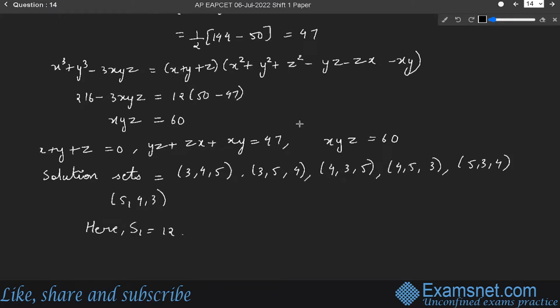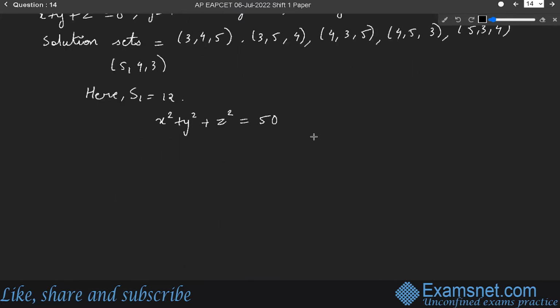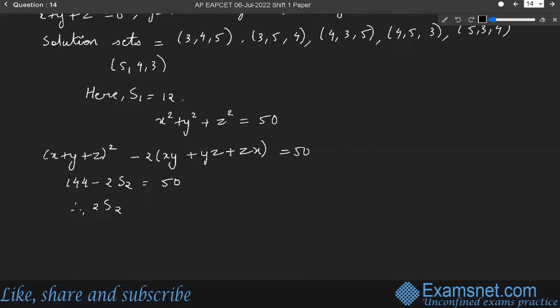S1 will be equal to 12, and also it is given that x square plus y square plus z square is equal to 50. So it gives (x plus y plus z) whole square minus 2 into (xy plus yz plus zx) is equal to 50, or we can say that 144 minus 2 into s2 will be equal to 50. Therefore, 2s2 will be equal to 94, or s2 will be equal to 47.